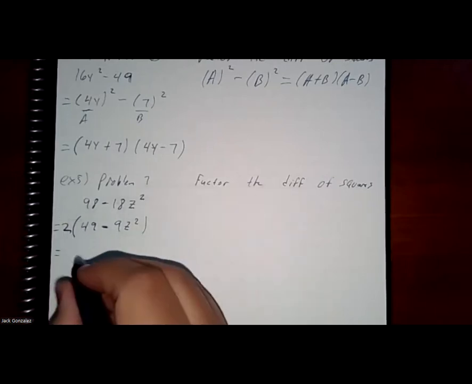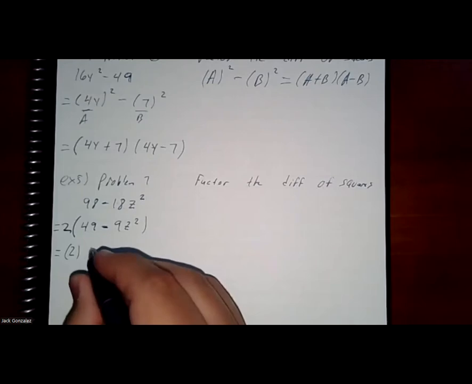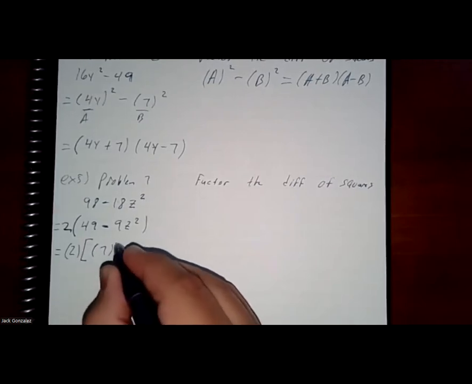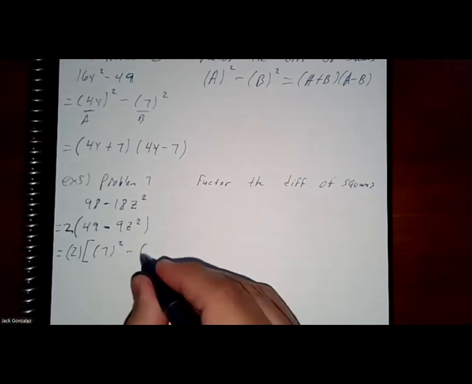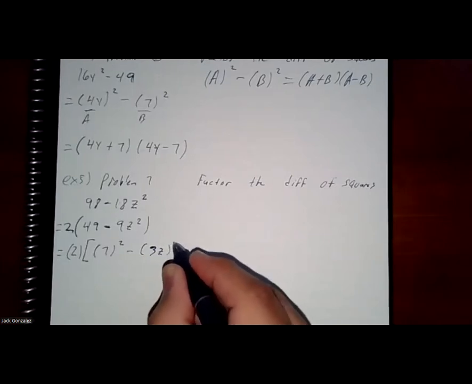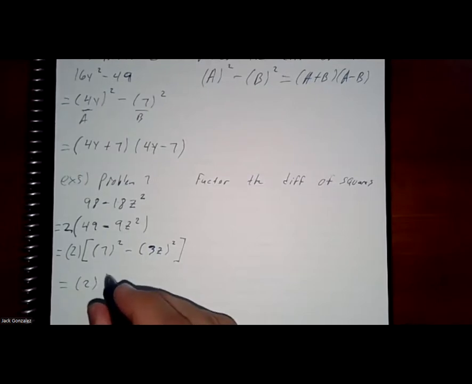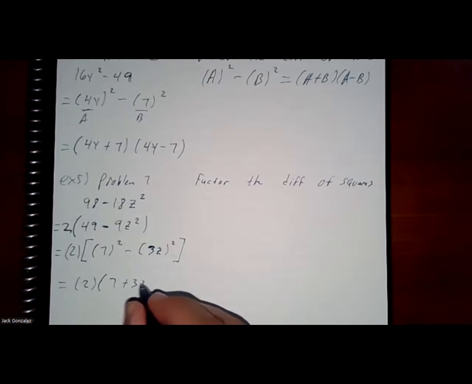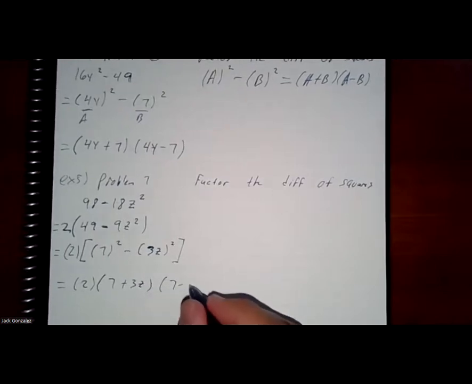Now we can apply the difference of squares. The 2, we're just going to ignore it. It makes no difference anymore. So rewrite the 49 and the 9z. And then apply your formula. So it'll be a plus b, right? A minus b.